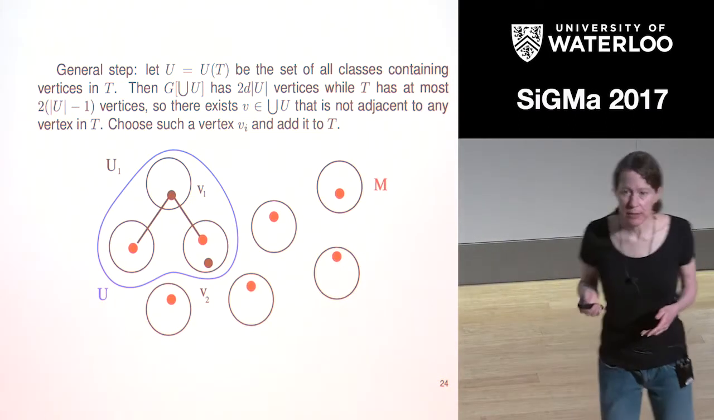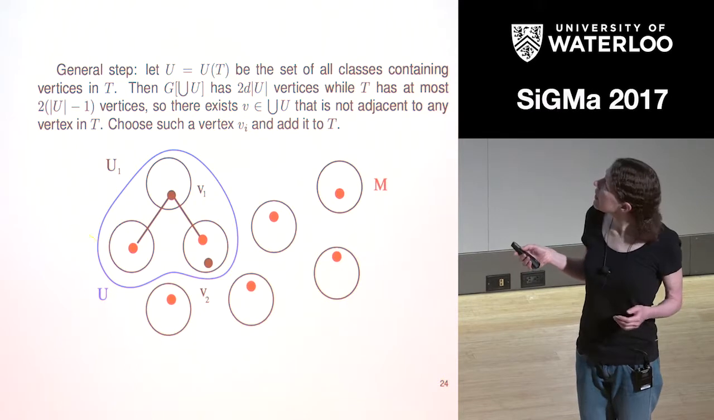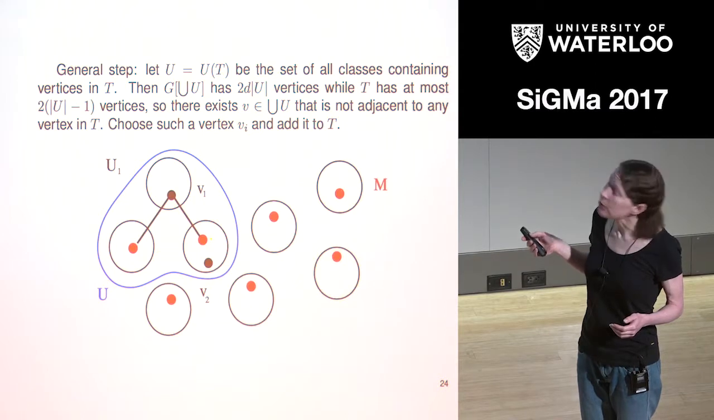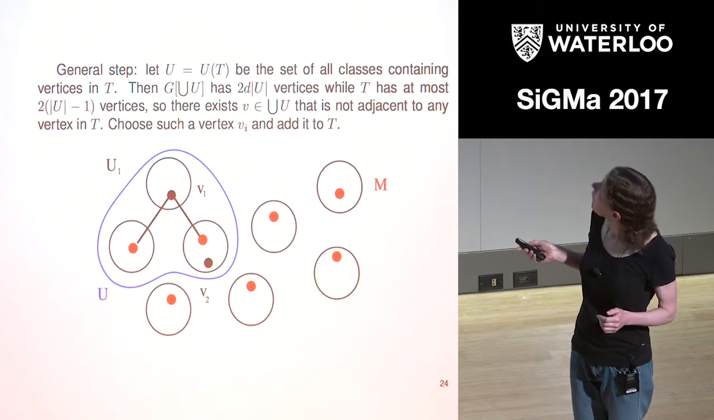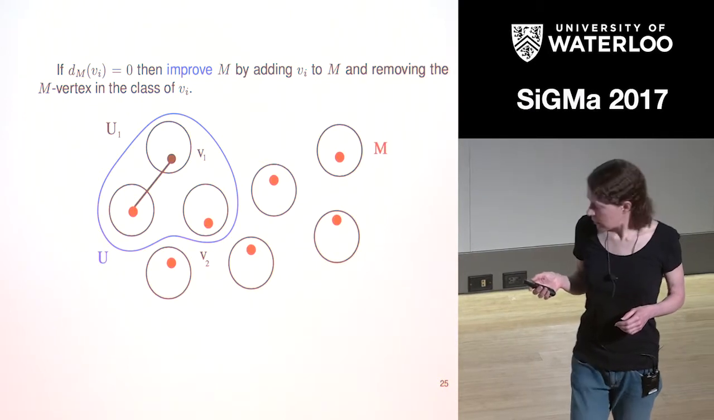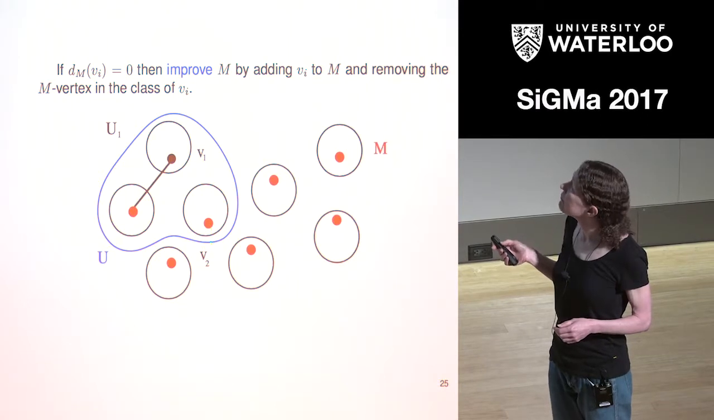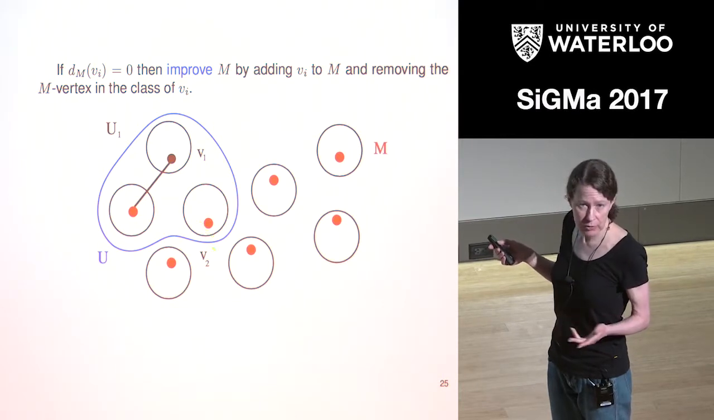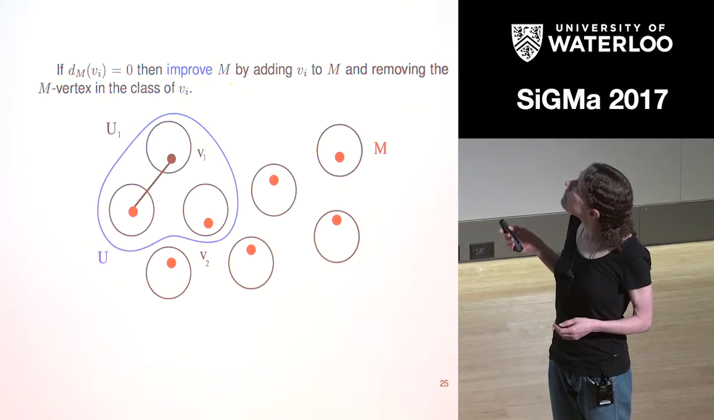And then I'm just going to repeat this idea. So now V2, I'm going to look at it and I'm going to ask, does it have any neighbors in M? And if so, they would have to be out here, because we already know that this vertex is not joined to anything inside T. So we ask, does V2 have any neighbors in M? And if the answer is no, then what I do is I take out from the class containing V2 the M vertex, and I put into M instead V2. I can do that because it doesn't have any neighbors there or in here. And if I do that, I improve M.